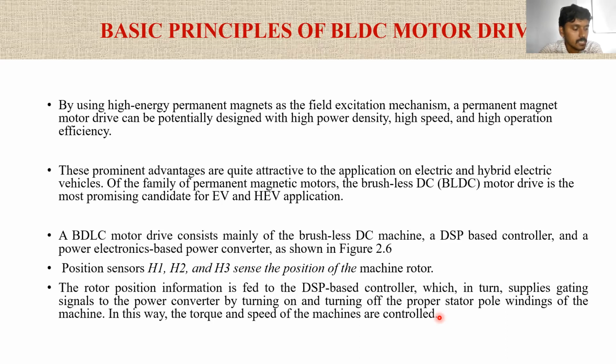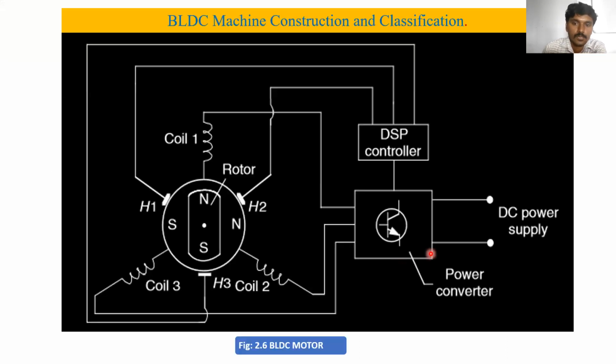This DSP controller, meaning a digital signal processing based controller, will generate the commands to operate the power electronic converter accordingly. Let's see the operation of the brushless DC motor. These are the main components, and this is the simple basic block diagram of the brushless DC motor.